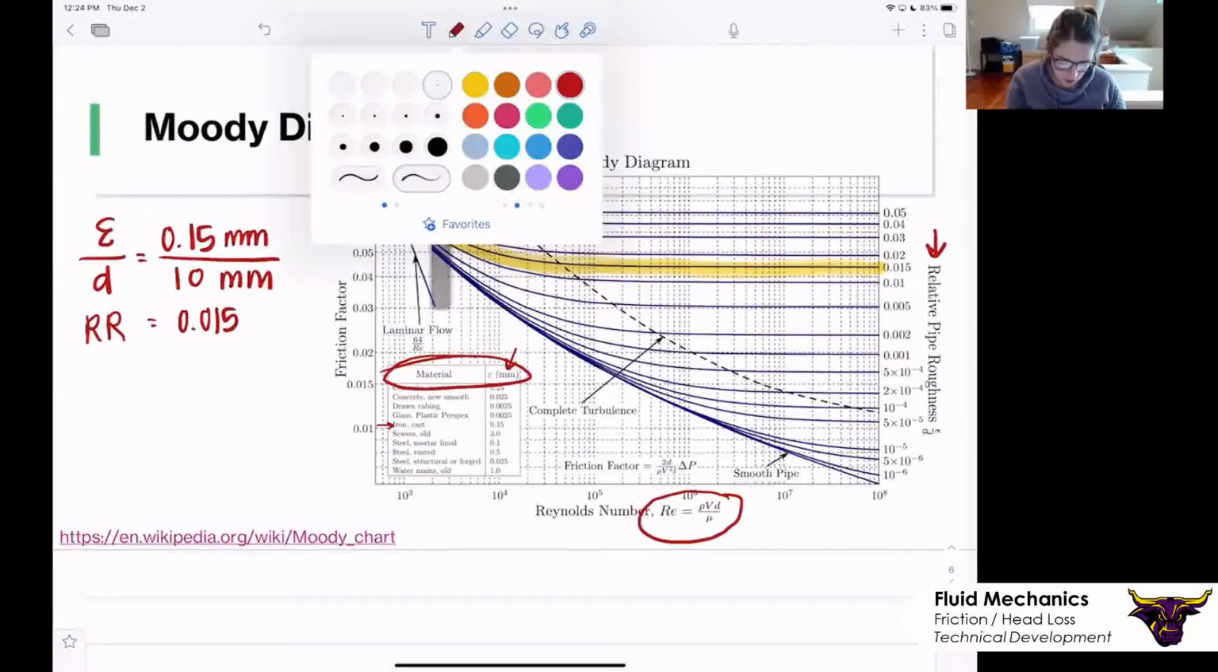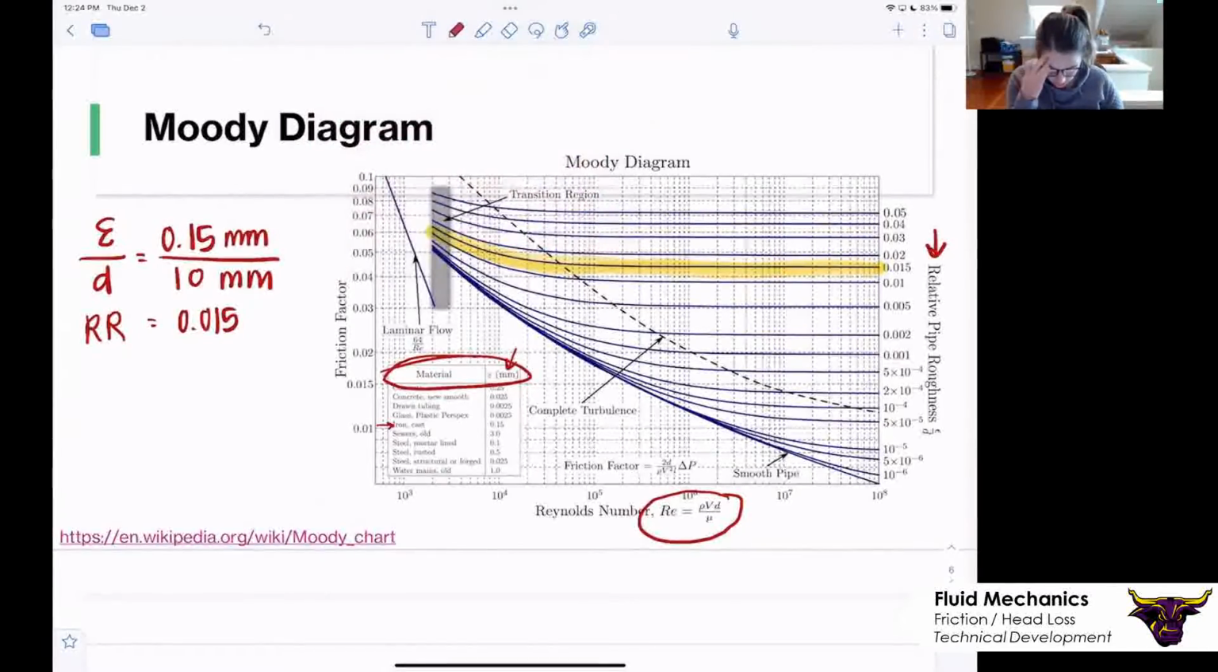I'm going to say that maybe we have a Reynolds number of 3 times 10 to the 5th. So what I'm going to do is come down to this bottom axis. Here is 10 to the 5th. So that's 1 times 10 to the 5th. Then we have 2 times 10 to the 5th. 3 times 10 to the 5th, which is what I said we were at. So I'm going to draw this line straight up.